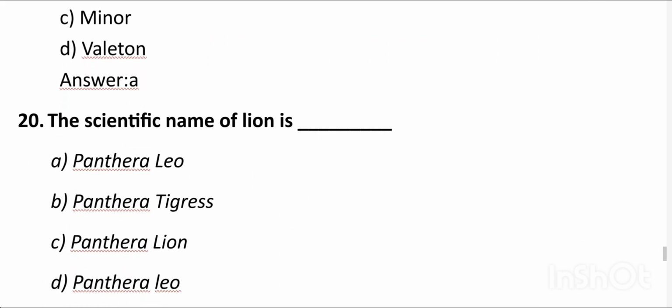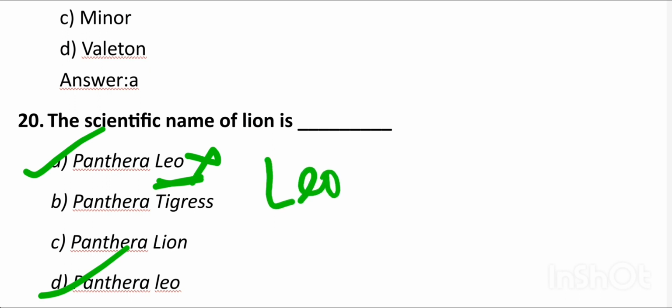The scientific name of lion. What is the scientific name of lion? So here it is Panthera leo and it is Panthera Leo. What is the difference between these two options? See, the species name always starts with small letter. So it is the incorrect one.